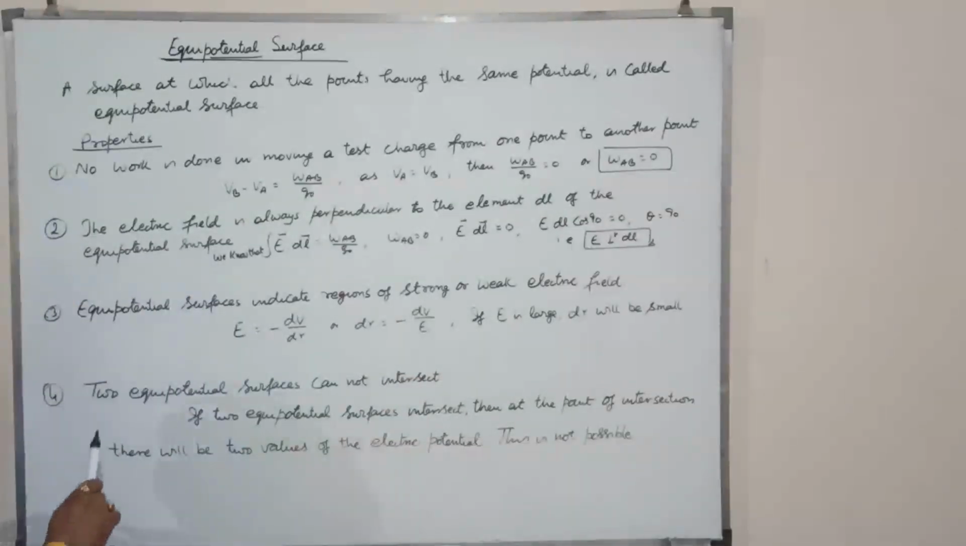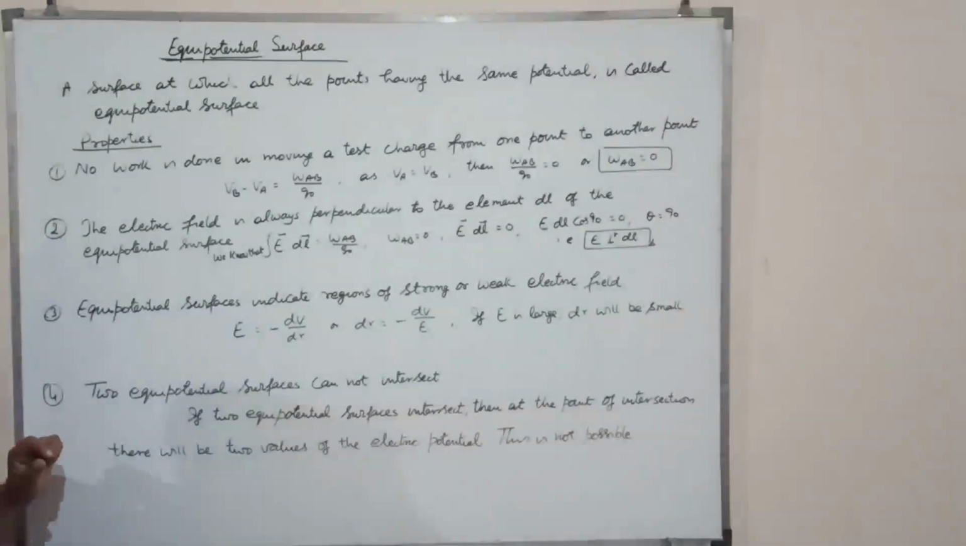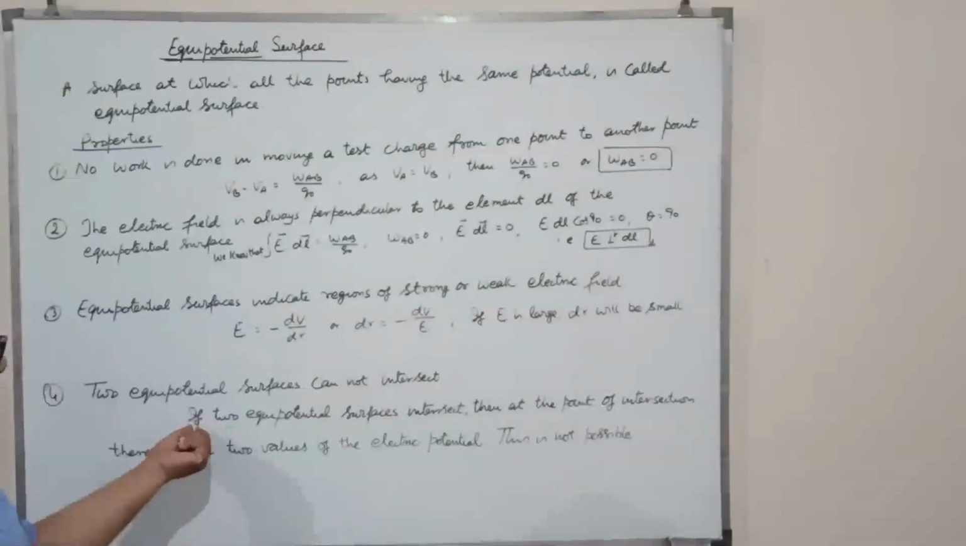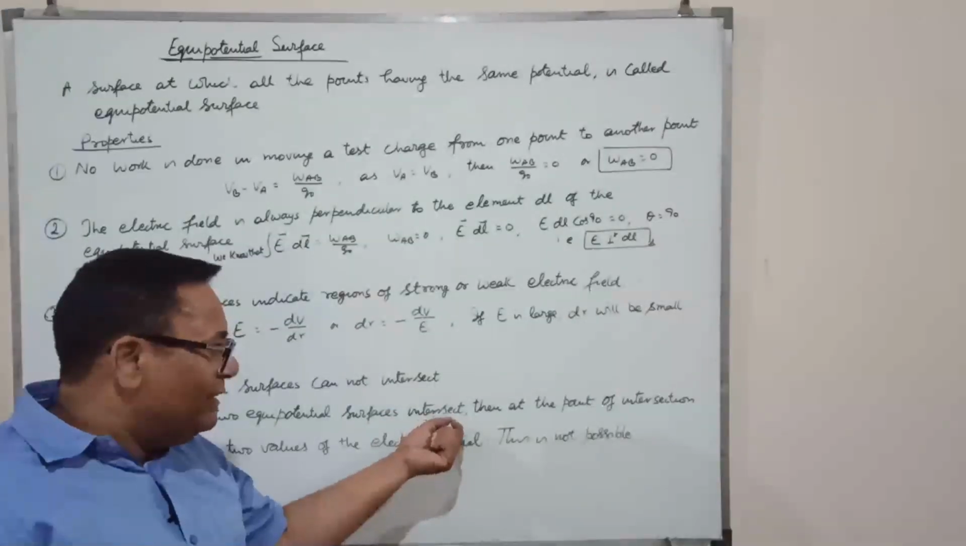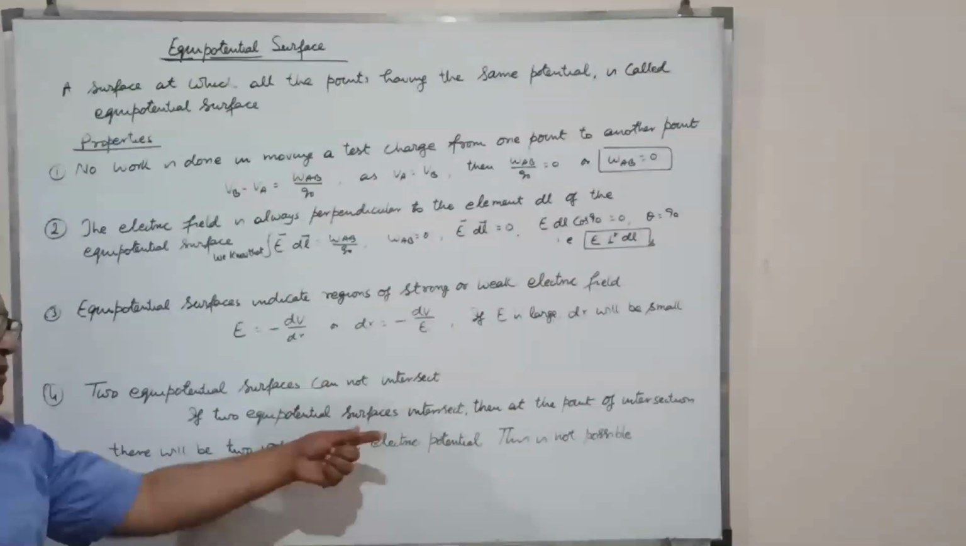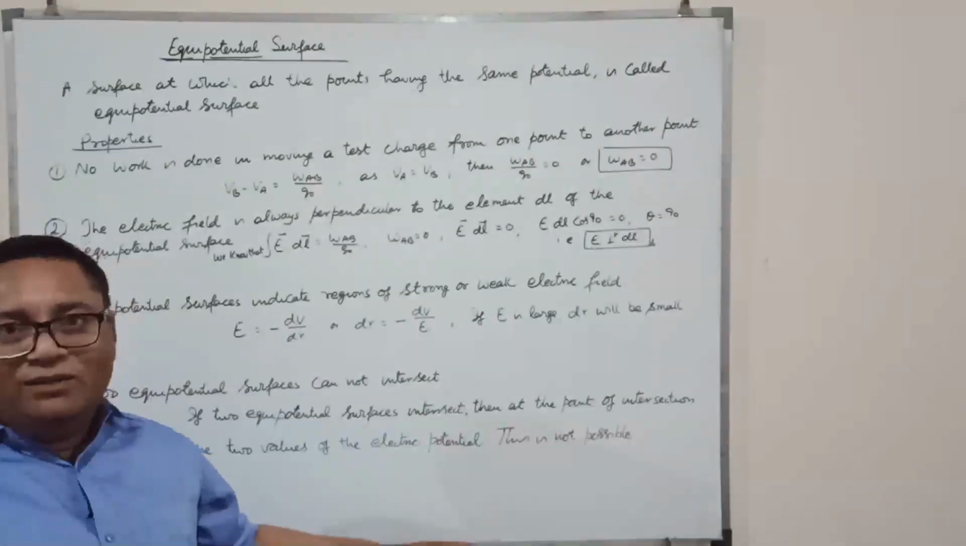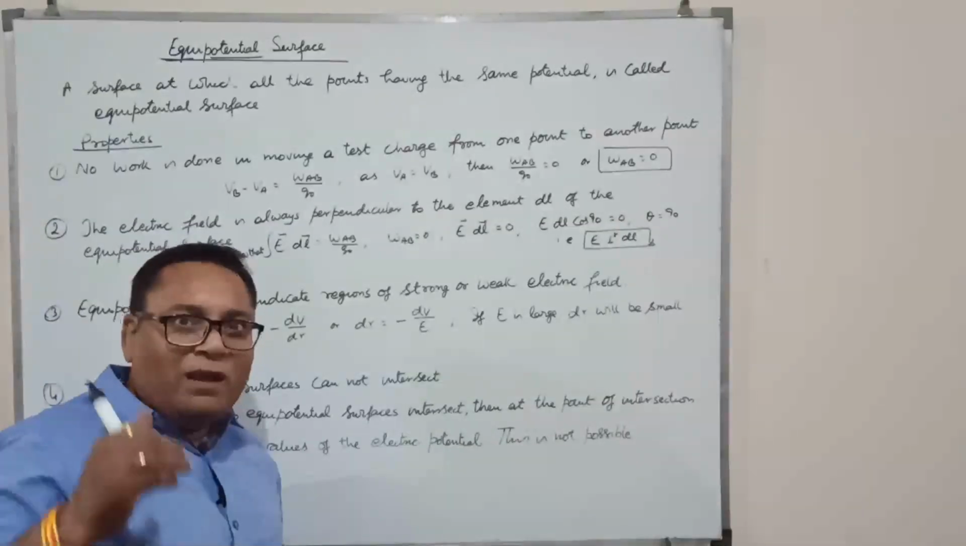And the next: two equipotential surfaces cannot intersect each other. That is, if two equipotential surfaces intersect, then at the point of intersection there will be two values of electric potential. This is not possible at all. Clear? Thank you.